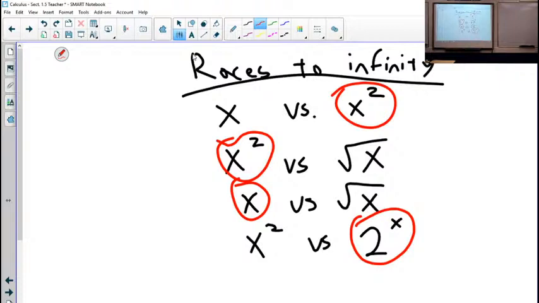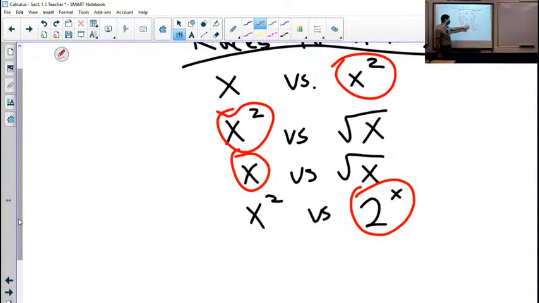If I put in 2 to the x here, let's take even a small number like 30, okay? If I take 30 squared, I get 900. If I take 2 to the 30th, that's multiplying 2 thirty times. So 2 times 2 times 2 all the way 30 times. And by that point, 2 to the 30th has already crossed a million. It's a million something. But much bigger than 900. And it's going to keep growing faster and faster and faster. And so 2 to the x is going to win over x squared.